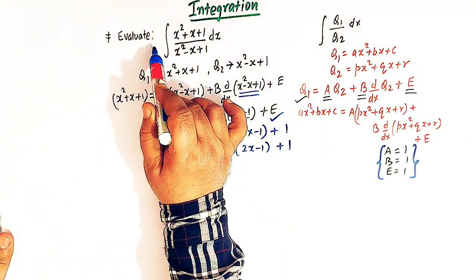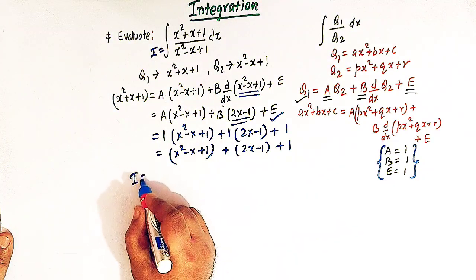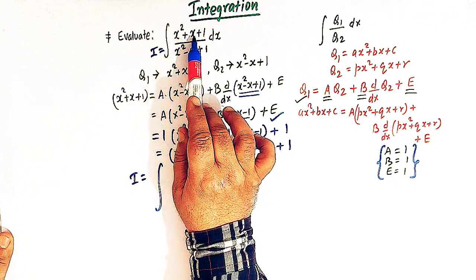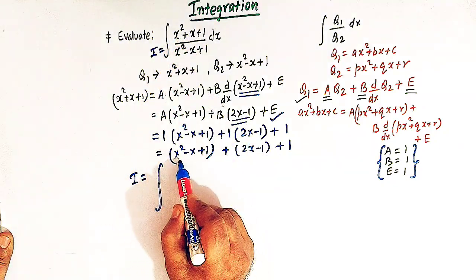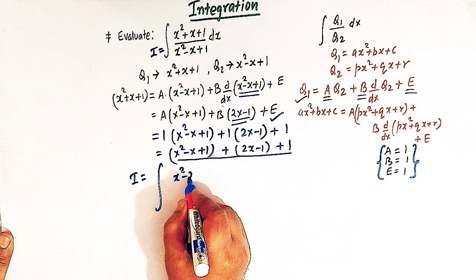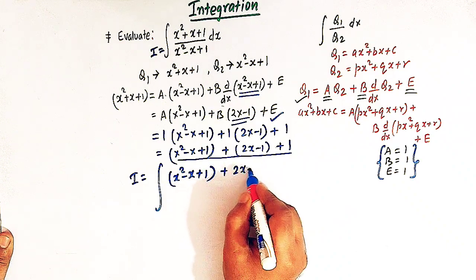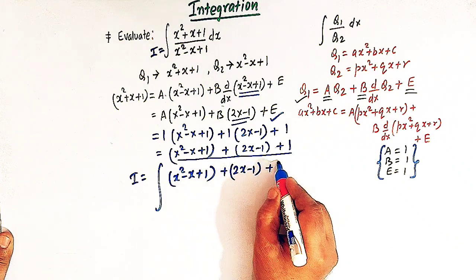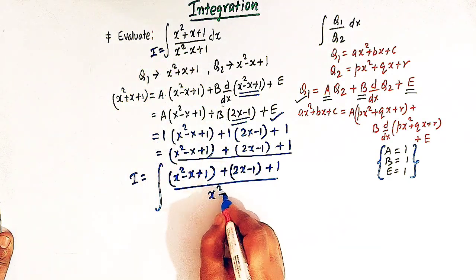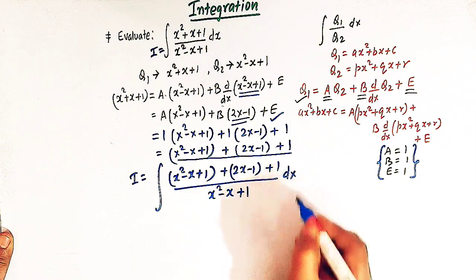So now let us take this integral as I, right? So I can be written with this polynomial, x square plus x plus 1, replaced by this expression, right? So we have x square minus x plus 1, then 2x minus 1, and then 1, all divided by x square minus x plus 1, dx.